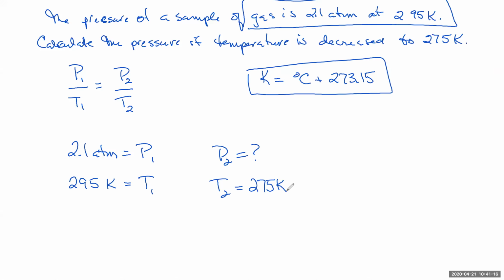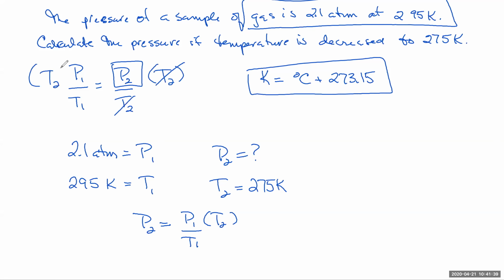So all you really need to do is plug into this equation and solve for P2. I like to rearrange first and then put values in. You can put values in and then rearrange. It's really algebra. That's fine. So I'm going to say P2 is equal to P1 over T1 times T2. I'm multiplying this side by T2 and I'm multiplying this side by T2. P2 is equal to P1 times T2 divided by T1.